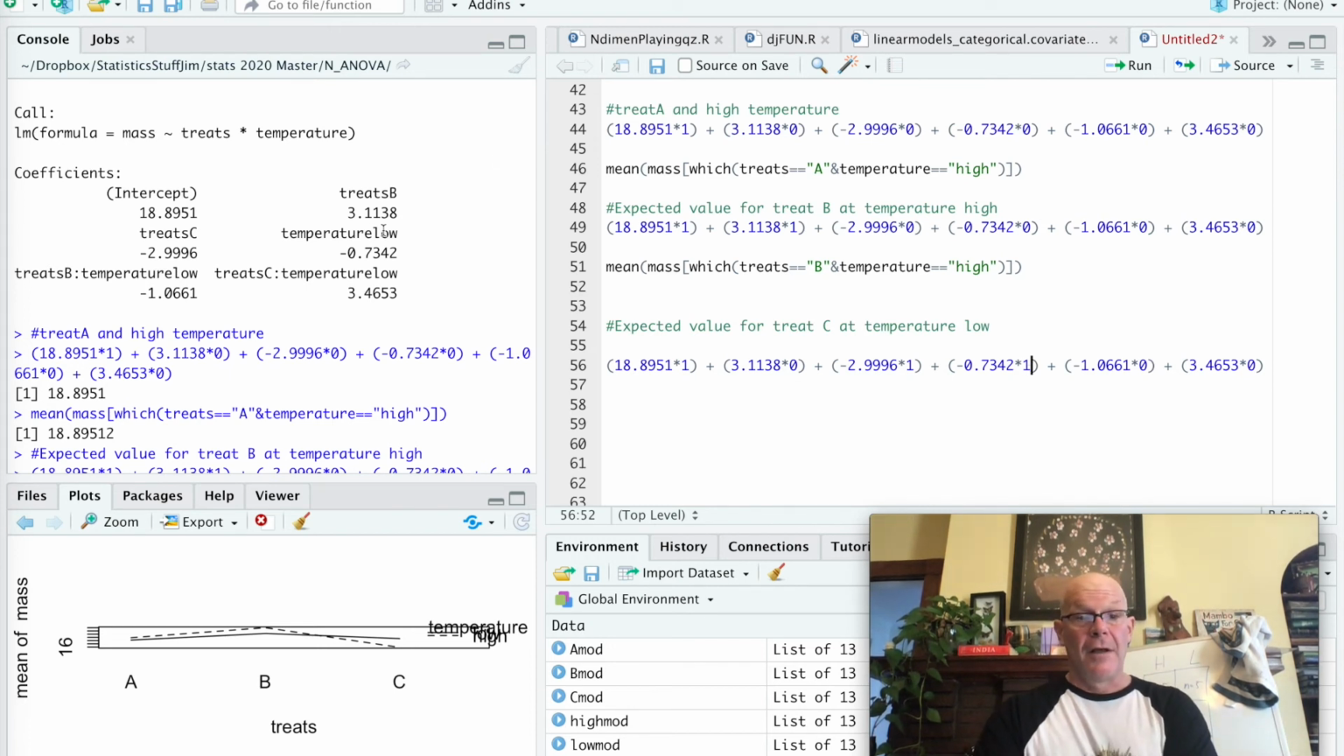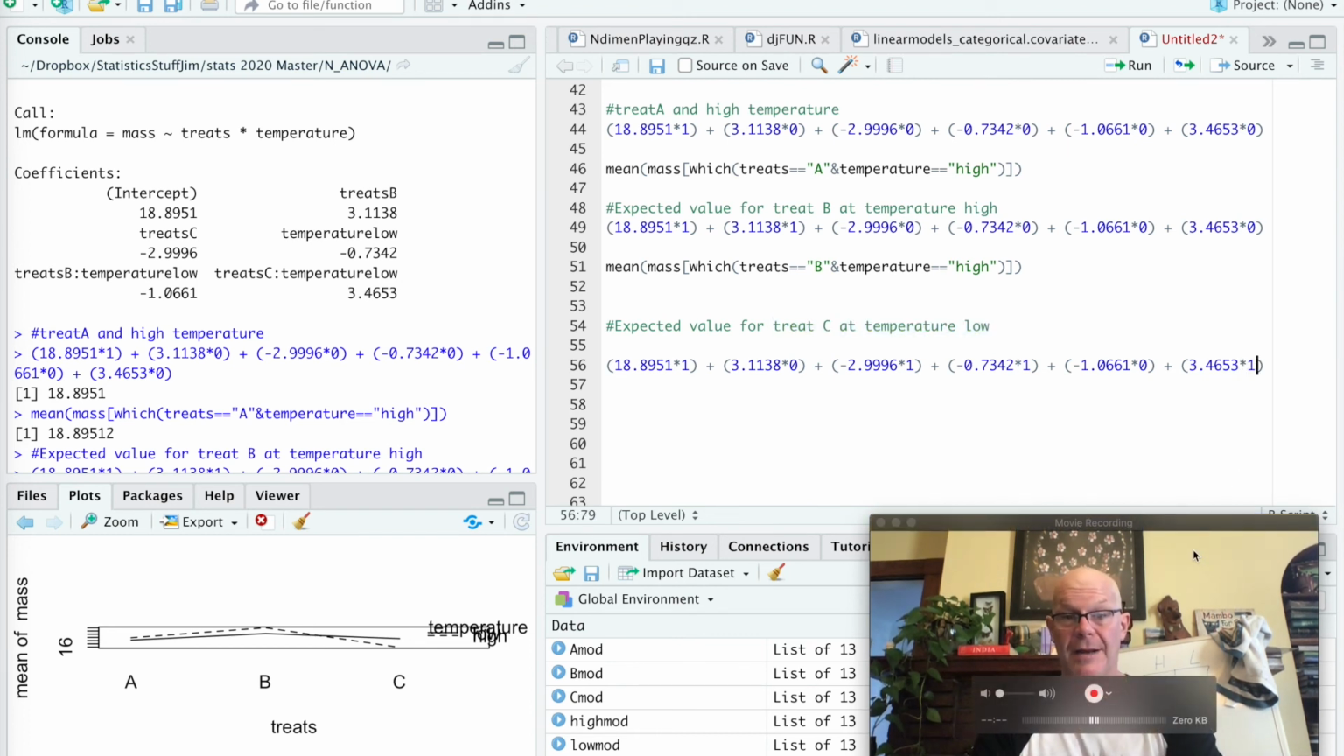Okay. The next parameter here is if you're in treatment B at a low temperature. Well, that's not the case here, so I'm going to leave that switch off. And then finally, we have a parameter for if you're in treatment C at a low temperature. Hey, that's what we're doing, right? We want the expected value for treatment C at a low temperature. So we're going to go ahead and turn that on.